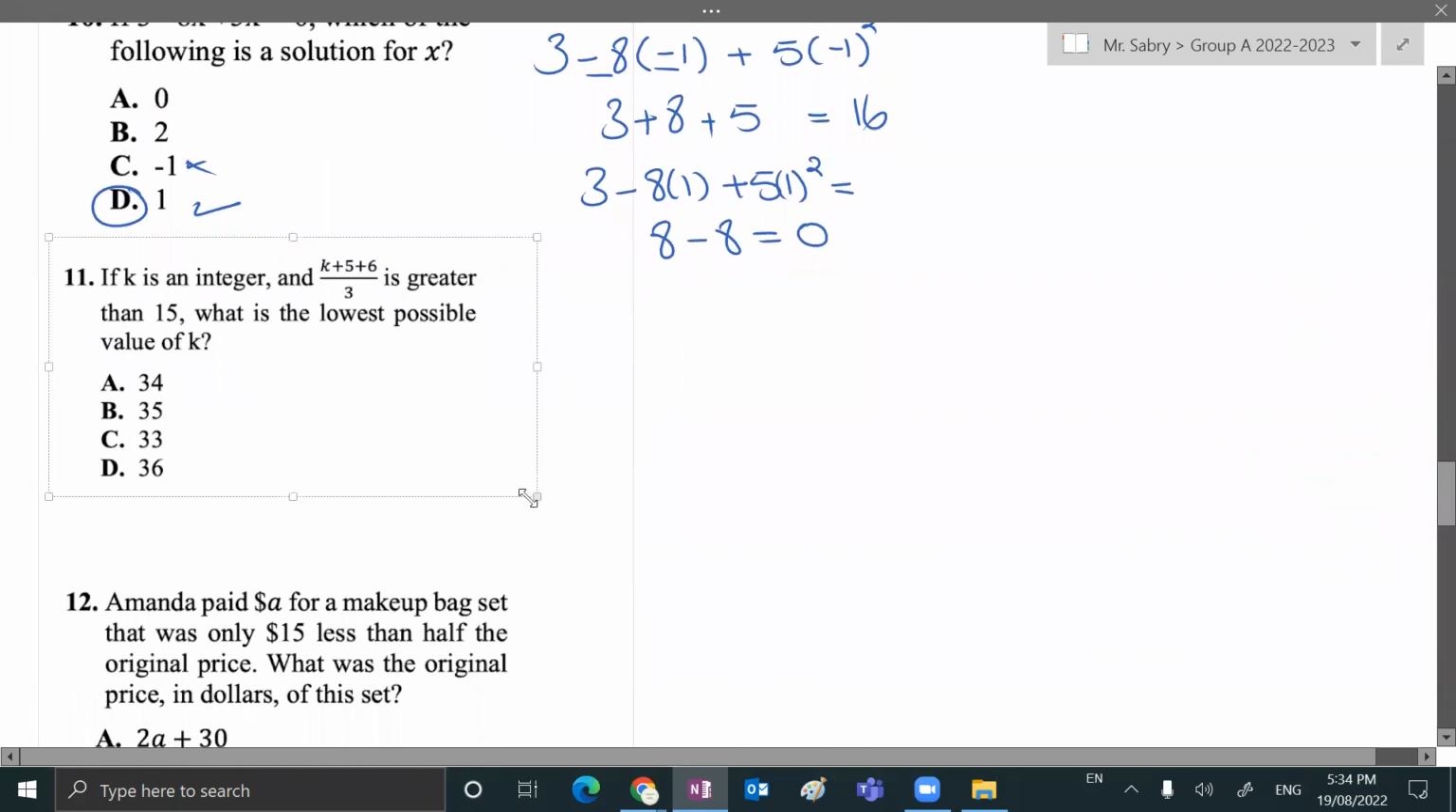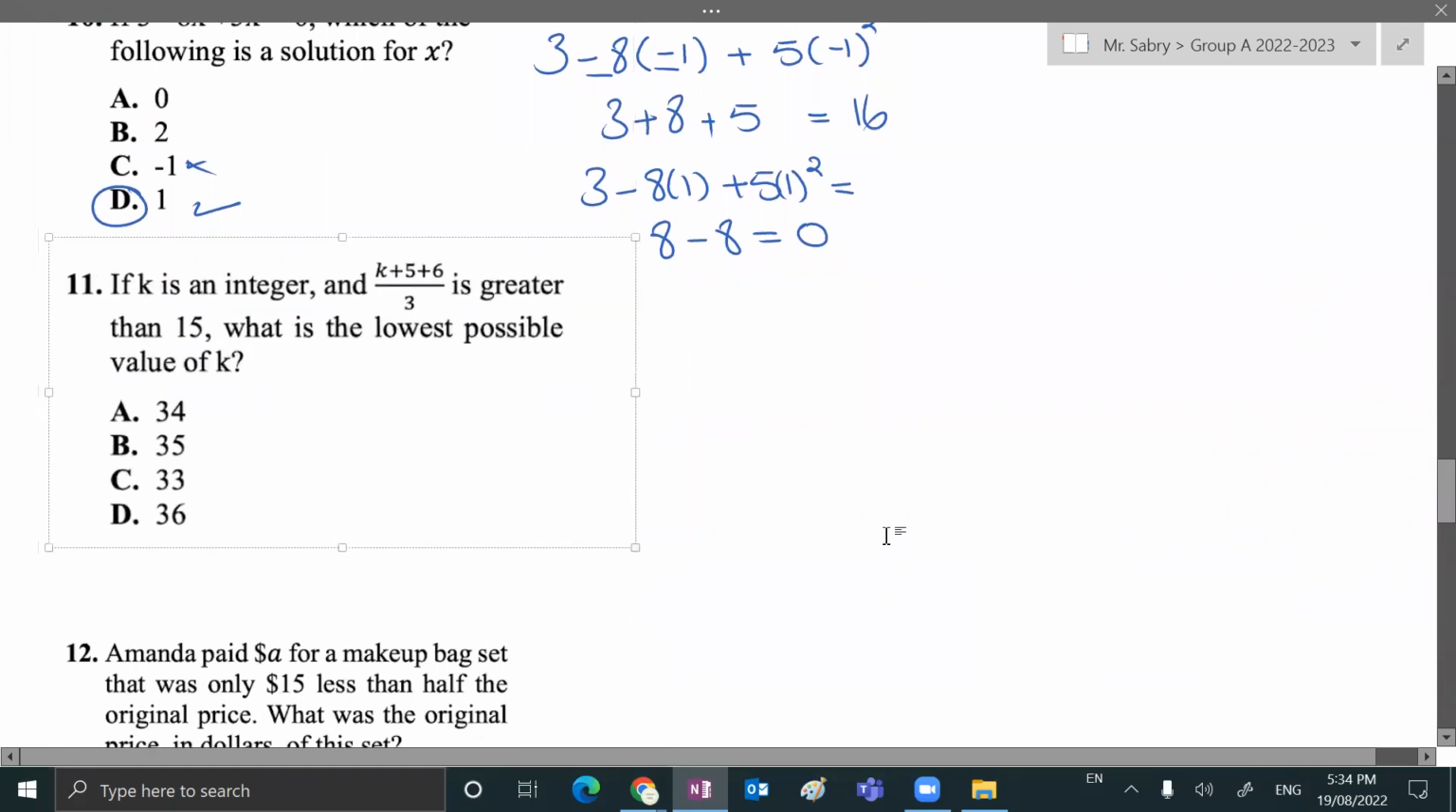Question 11. K is an integer. K plus 5 plus 6 over 3 is greater than 15. What is the lowest possible value of K? This is also easy to translate. It says here it's greater than 15, which means bigger than 15. There are like terms already. So it's K plus 5 and 6 is 11, over 3, bigger than 15.